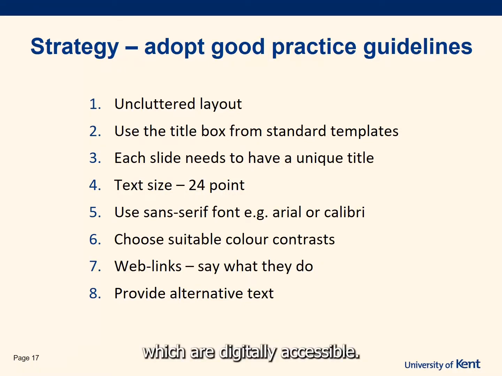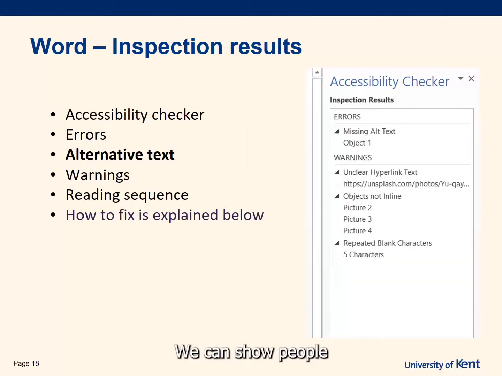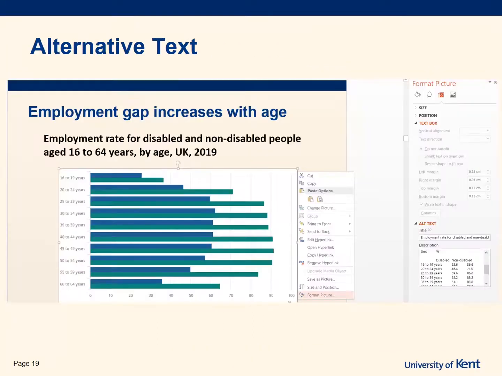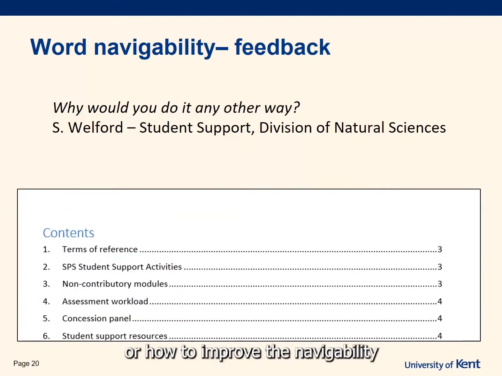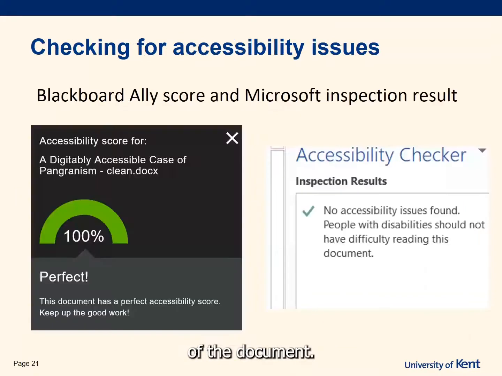From the guidelines, we can distill a set of instructions which, if put into practice, will create documents which are digitally accessible. We can show people how to use accessibility checkers and how to solve issues that may arise, such as missing alternative text, how to add the text and what it needs to include, or how to improve the navigability of a document. At Kent, we use an additional accessibility checker called Blackboard Ally, which picks up issues not picked up by inbuilt software accessibility checkers, for example color contrast, and will grade a document with an accessibility score as a percentage.